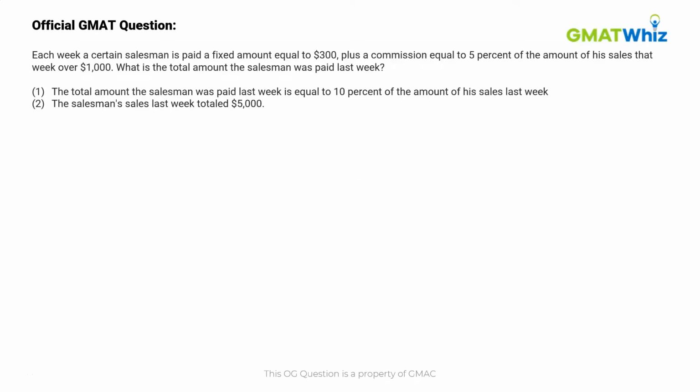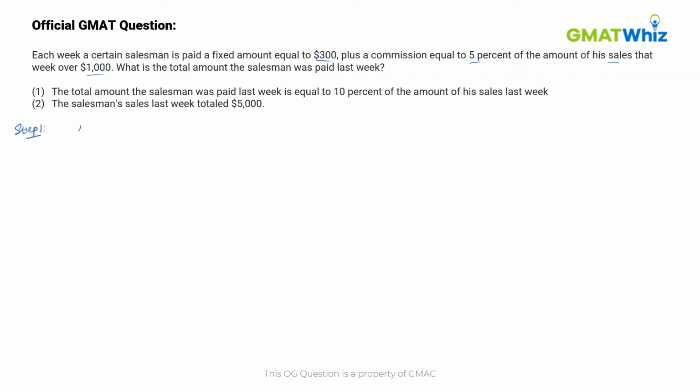In this question, we are given that each week a certain salesman is paid a fixed amount which is equal to $300 and a commission which is equal to 5% of his amount of sales that week which is over $1,000. We have to find the total amount the salesman was paid last week.